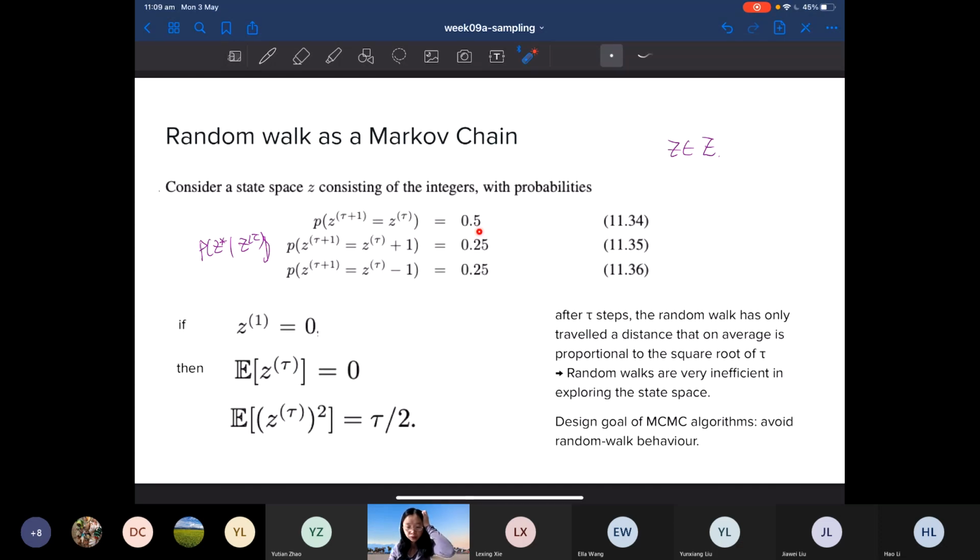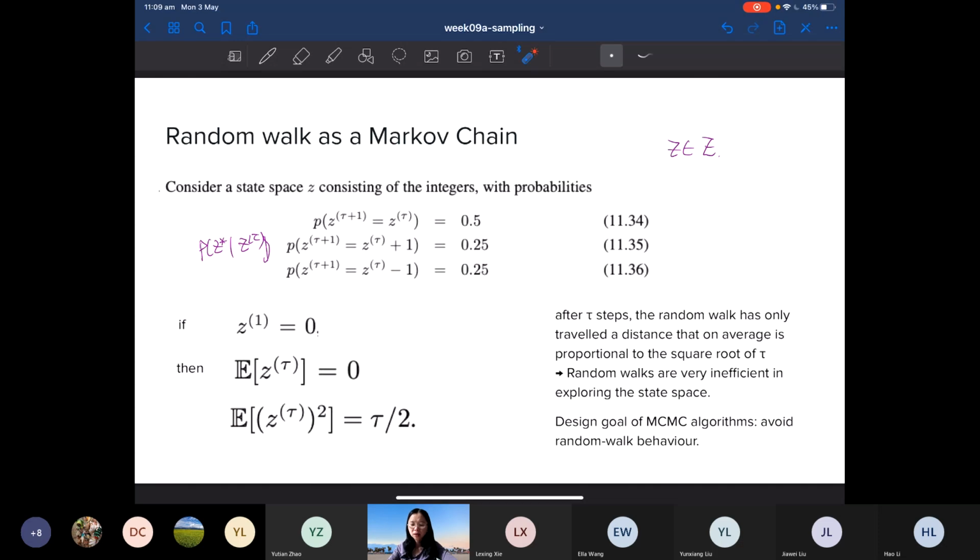Because there is a non-trivial probability of staying put. And then once we move from the origin in one direction, it takes multiple coordinated moves in the single direction to actually be away from the origin. And once we take a step in the reverse direction, it will take us back, right?